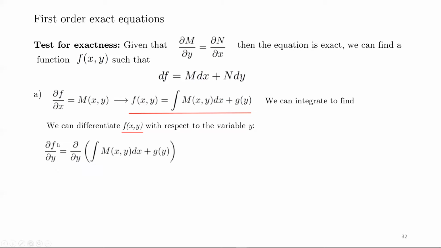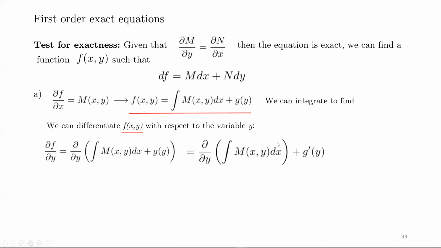If I do that, I get df by dy equals the partial derivative with respect to y of this right-hand side, the integral of m dx plus this unknown function g. Since it's a partial derivative, we can rewrite this as the partial derivative of the integral of m dx plus, well, g was only a function of y, not of x, so we can just write this as g prime of y, where g prime represents the derivative of g with respect to the variable y.